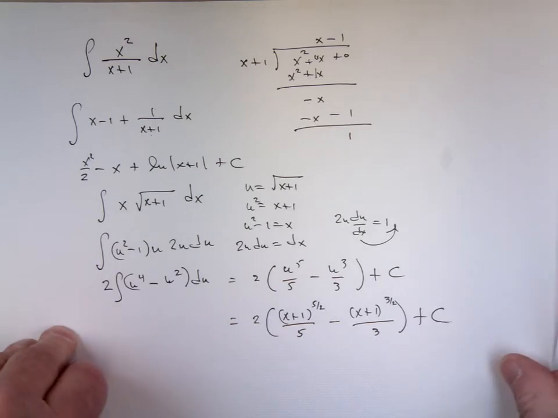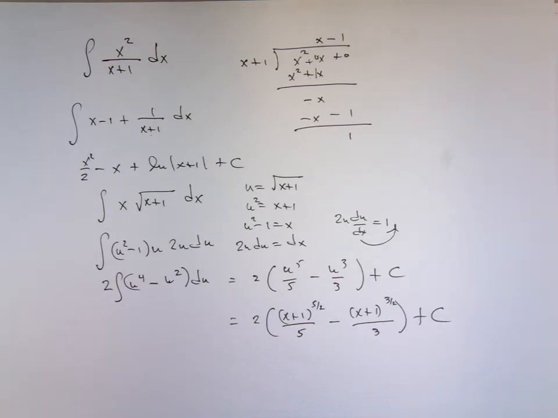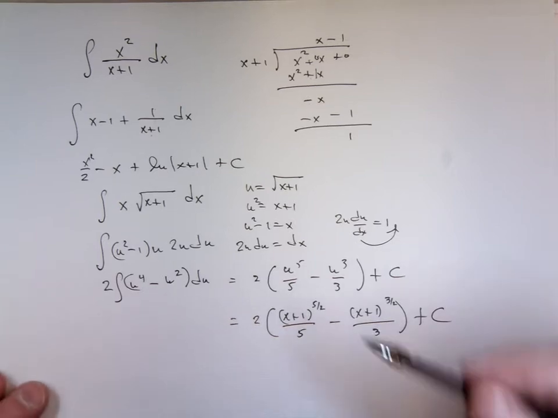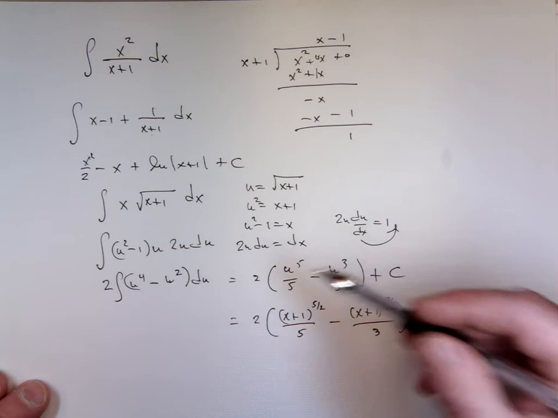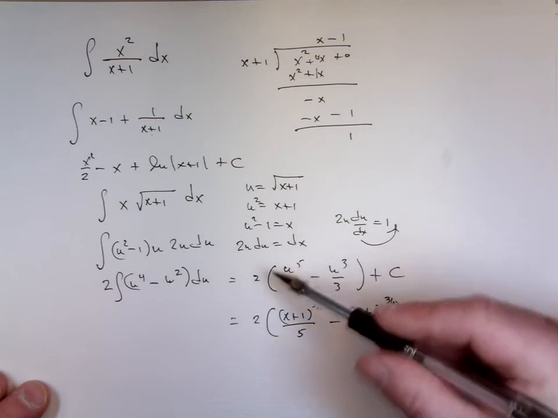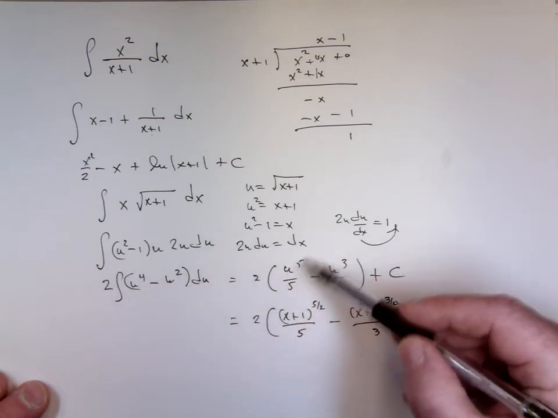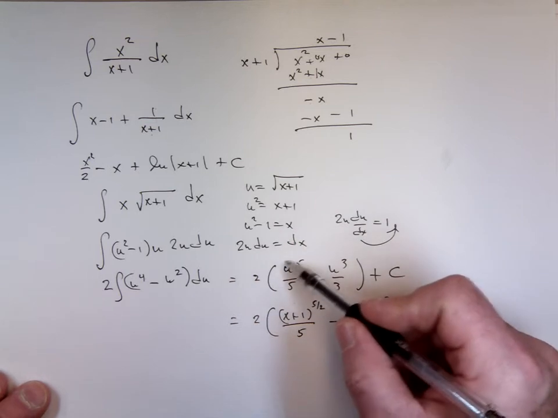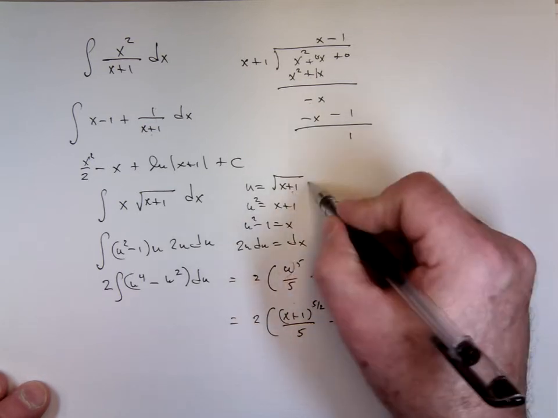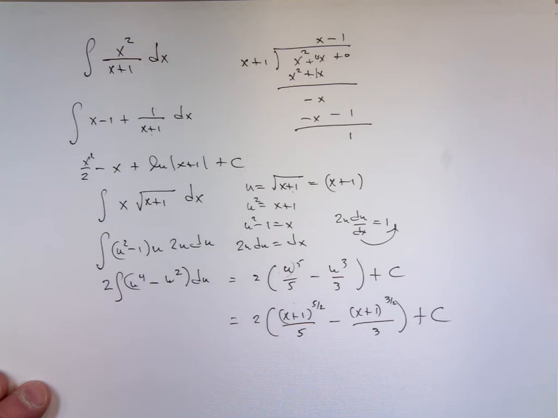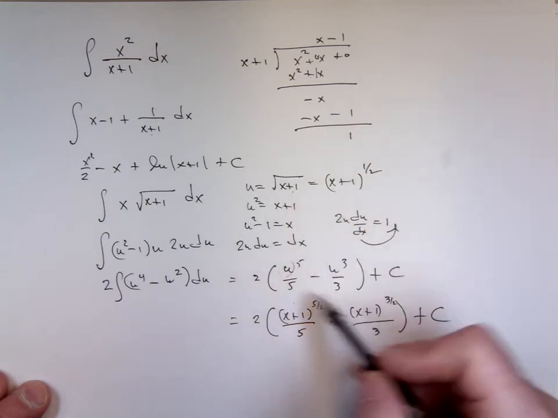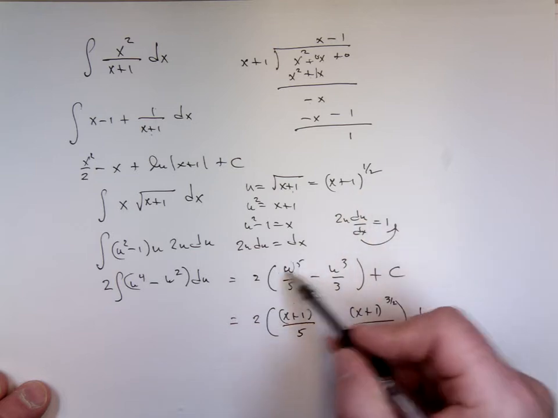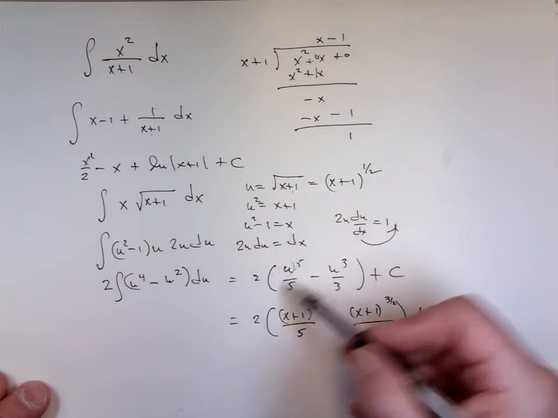Can you explain where you got 5 over 2? Where I got 5 over 2 here? Yeah. We did the integral of u to the 4th, which is u to the 5th over 5. I replace this u with x plus 1 to the 1 half, as Danielle said before. x plus 1 to the 1 half to the 5th is x plus 1 to the 5 halves. That's where that came from.